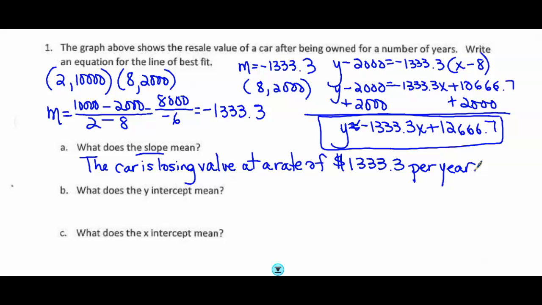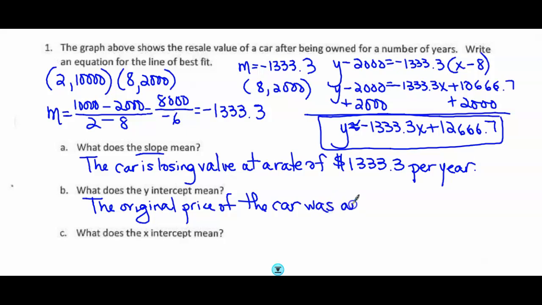It says, what does the y-intercept mean? Y-intercept is at 12,666.7. So I would say original price of the car was, and I'm going to add a word here, approximately, because this is an approximation. $12,666.70.